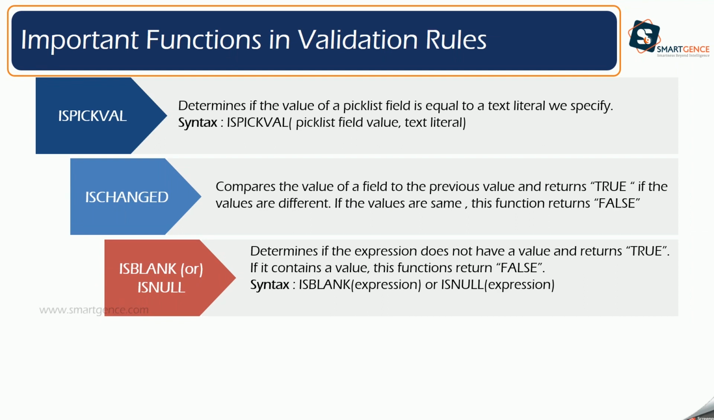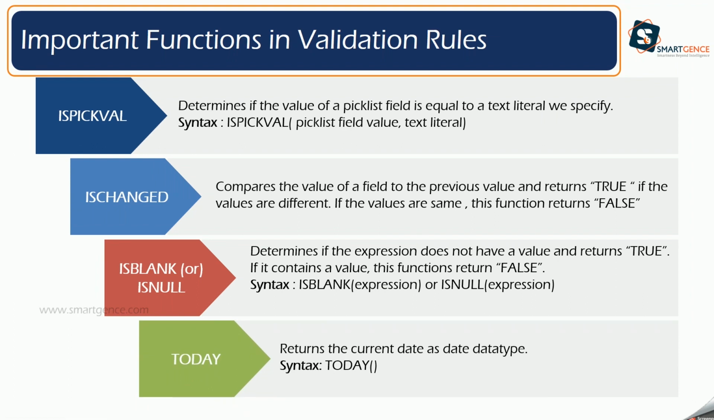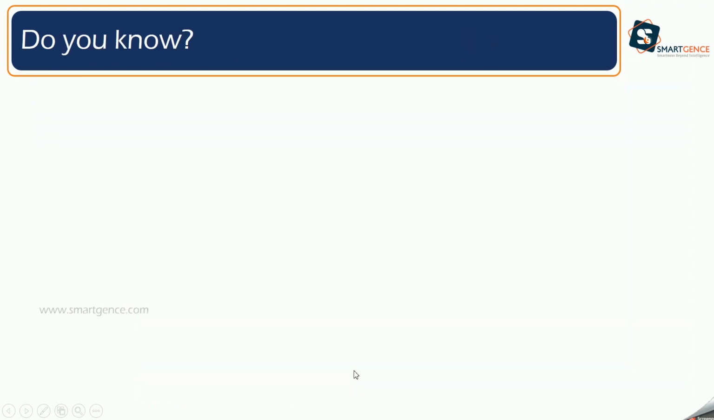ISBLANK or ISNULL, and again as the name suggests, this will check if this particular field is blank. This is the syntax. If this condition is met, it will return true. If not, false. Finally, this TODAY function returns the current date. That is what the TODAY function is used for.